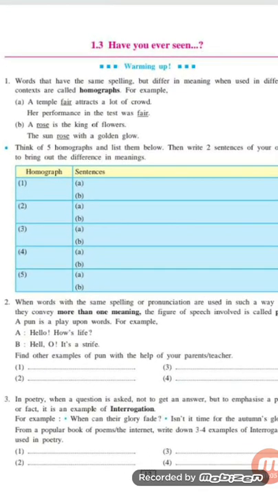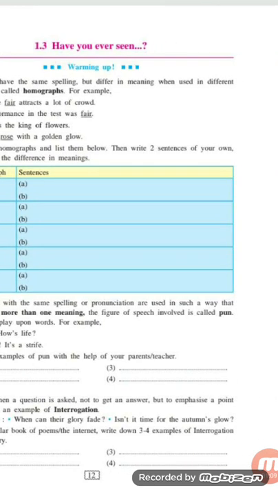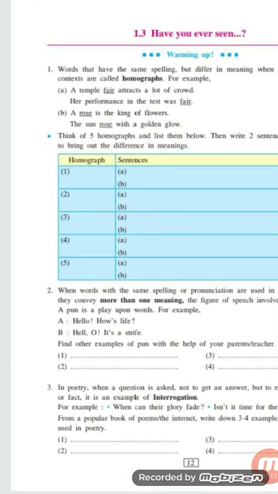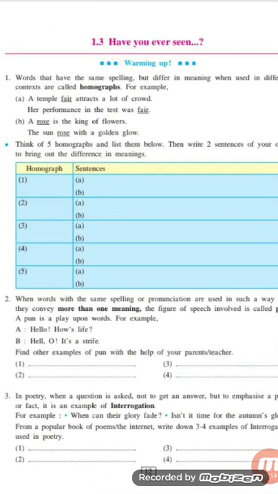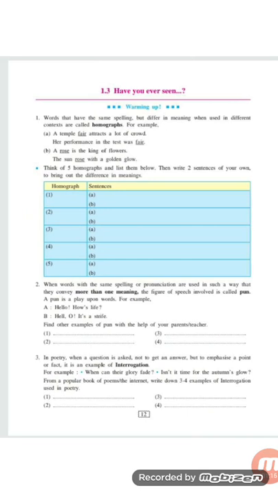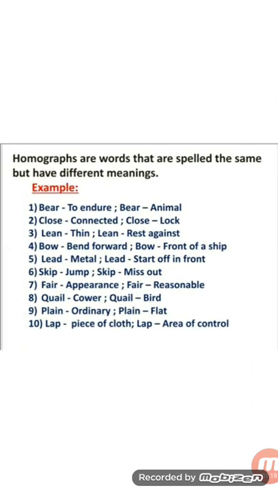Words that have the same spelling but differ in meaning when used in different contexts are called homographs. Here you have to segregate the homographs. First you have to understand what a homograph is. See children, homograph is very important and very easy to identify. This is very simple. Homographs are words that are spelled the same but have different meanings.